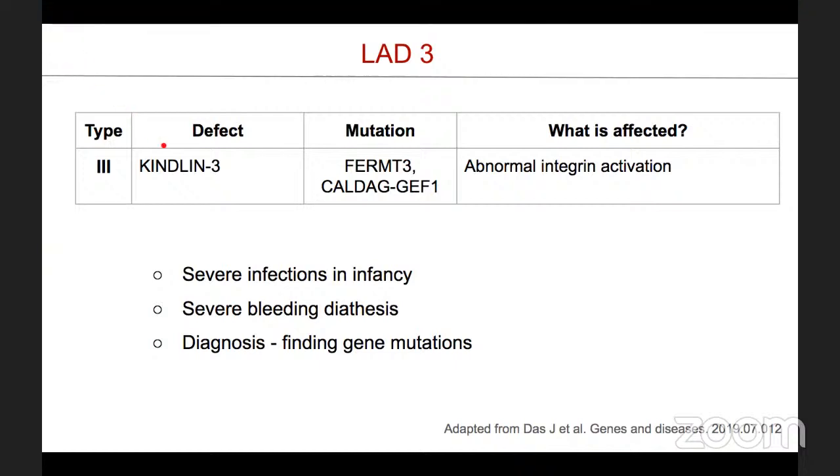So the third form, LAD3, is because of a defect in the kindlin-3, which is required for the inside-out activation of the integrins. In these children, again similar to LAD1, there can be severe infections in infancy, and because the kindlin defect can also affect platelet activation, these children often present with severe bleeding diathesis.